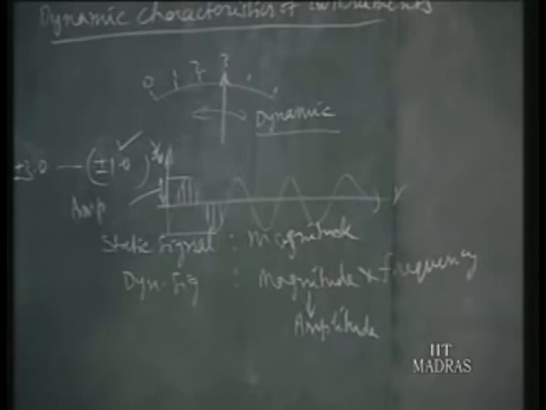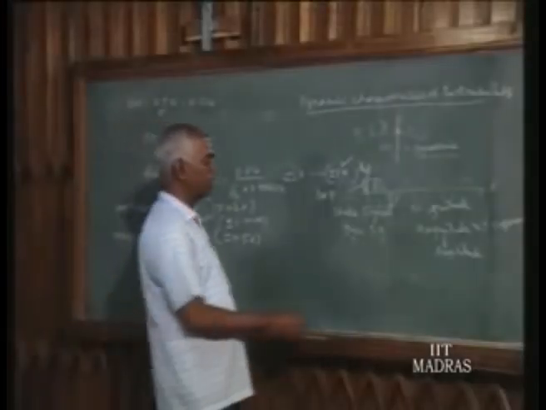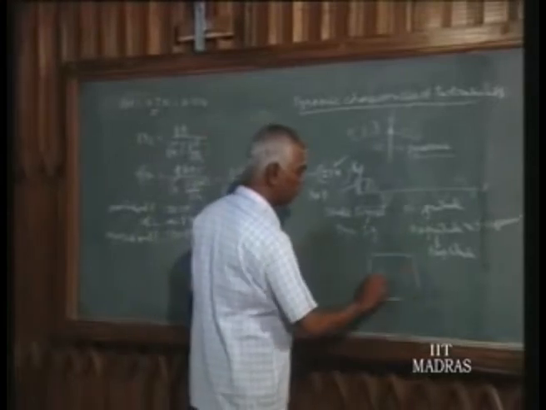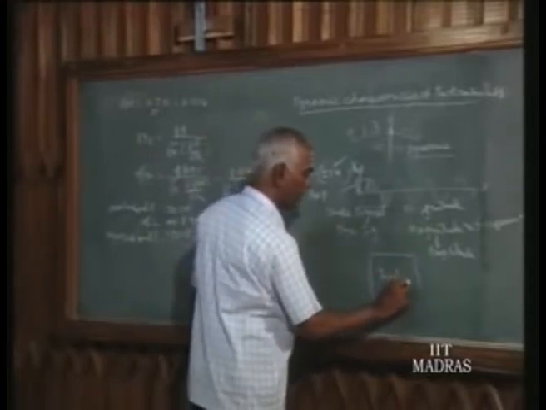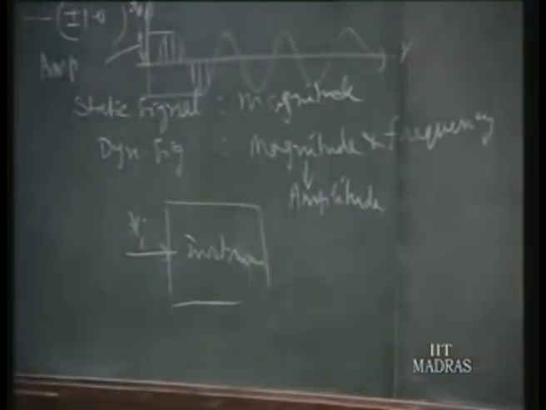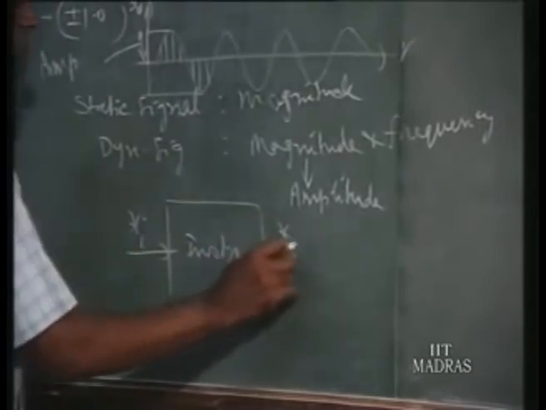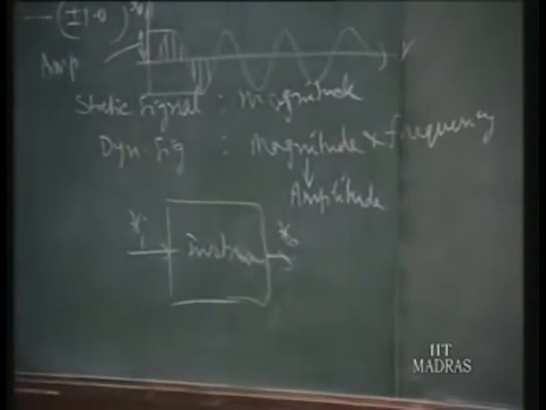Now for a system, suppose we have an instrument, and to that instrument we give the signal xi, which is a varying one. This is a dynamic signal. What will be the output, how is the output going to vary?